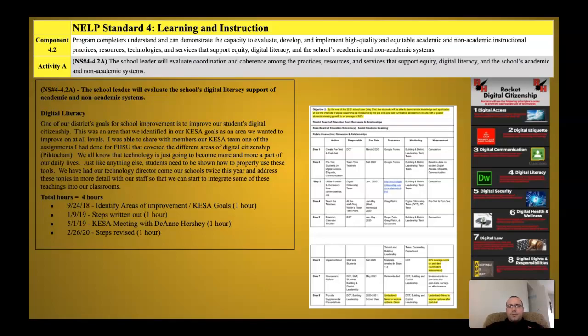I was able to present one of my picto charts that I created within the Fort Hays program, and show them the different levels of digital citizenship, different areas that we can actually talk to our students about and discuss with them. And then we were able to meet with Deanne Hershey, who is helping us with this KISA process, and revise our steps and our implementation processes from there.